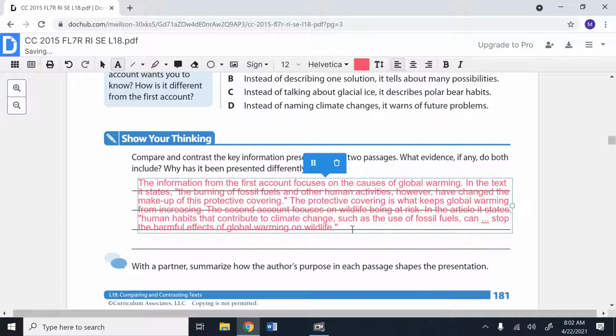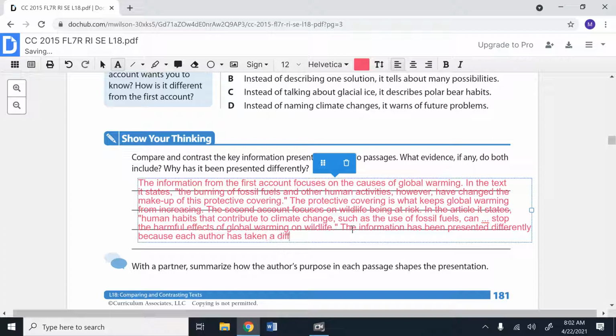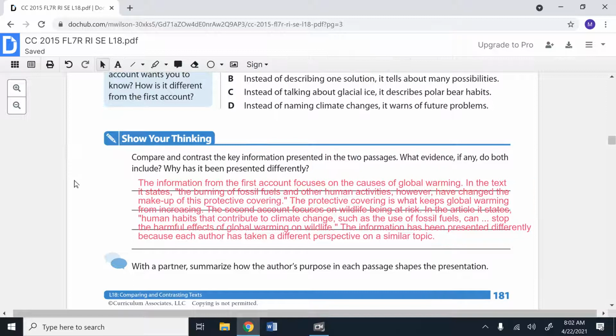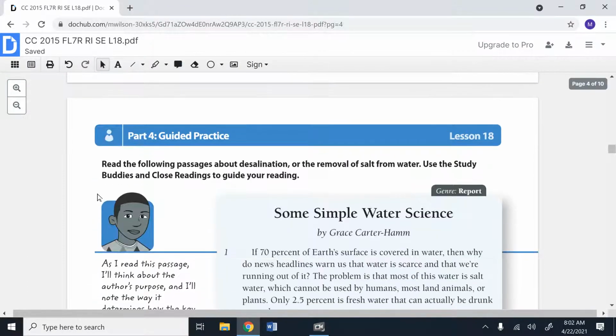And then it asks what evidence both include, and then why has it been presented differently. The information has been presented differently because each author has taken a different perspective on a similar topic. Okay, so there we go. We've got quite a long answer there. If I were you, I would pause, type this up, and then come back. Okay, let's move on to part 4.